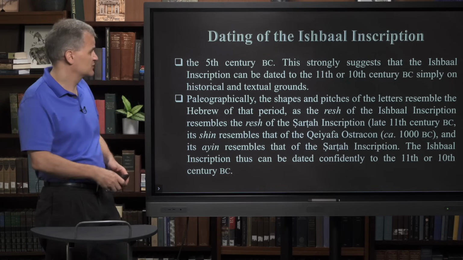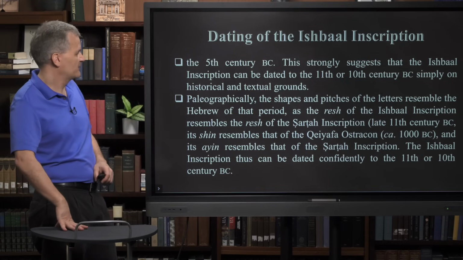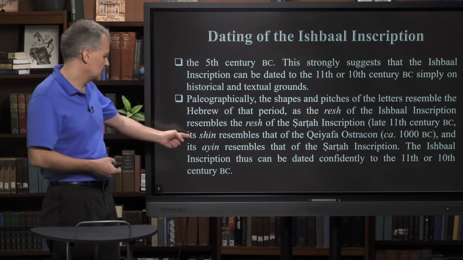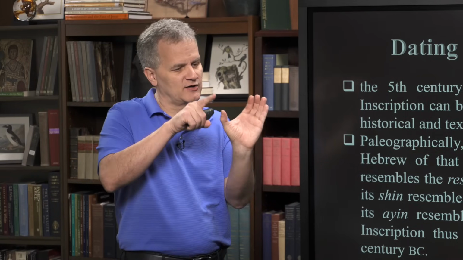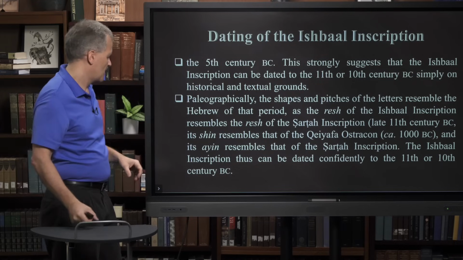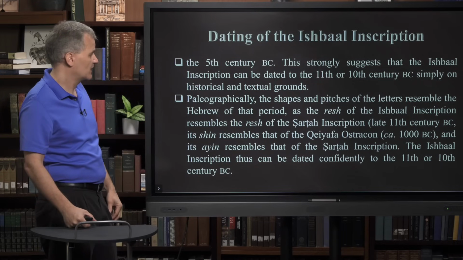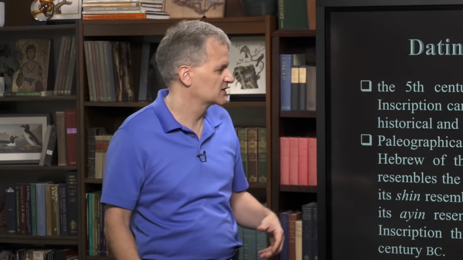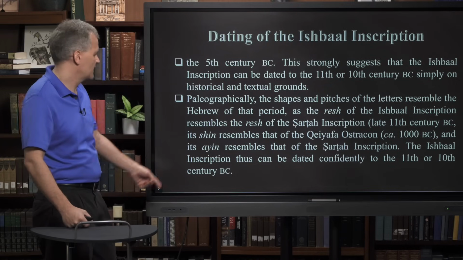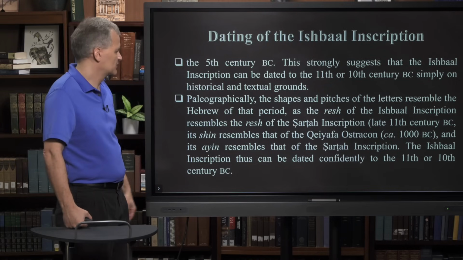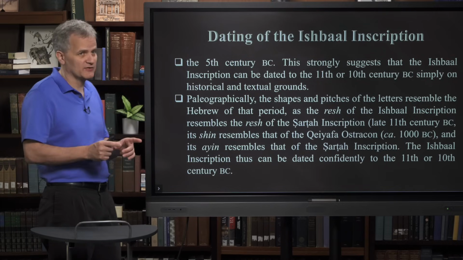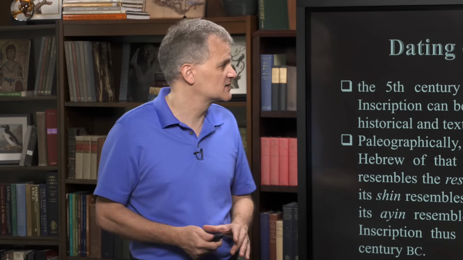Paleographically, the shapes and pitches of the letters resemble the Hebrew of that period, as the resh of the Ishbaal inscription resembles the resh of the Tsarta inscription. The sheen letter, and that's the letter that kind of looks like a W, resembles that on the Kayafa ostracon, that other ostracon that's found at the site of Khirbet Qeiyafa that's hard to translate in full. So 1000 BC for that, and its ayin resembles that on the Tsarta inscription. So the Ishbaal inscription thus can be dated confidently to the 11th or 10th century BC. But that's not all we can say about it.